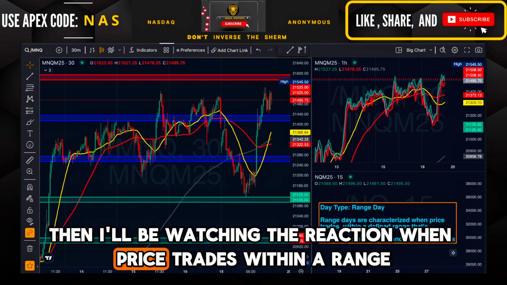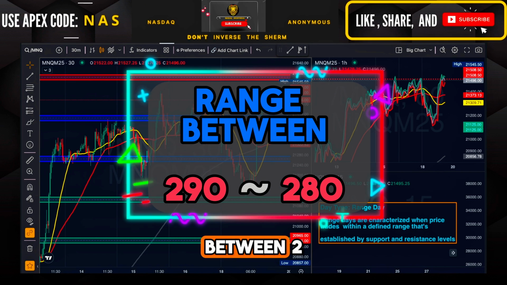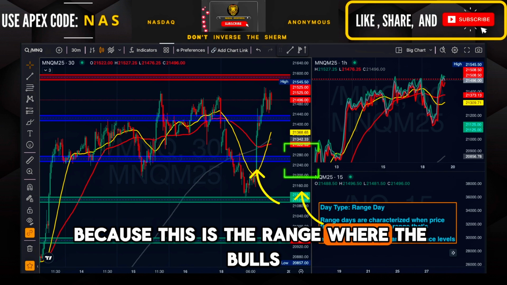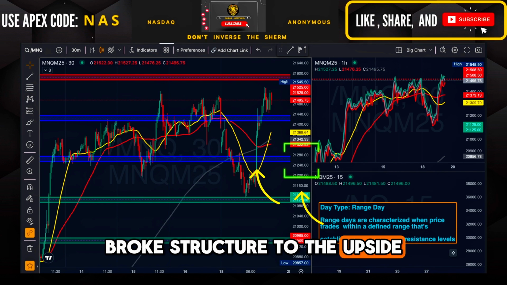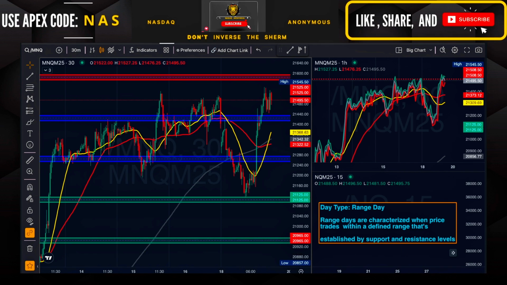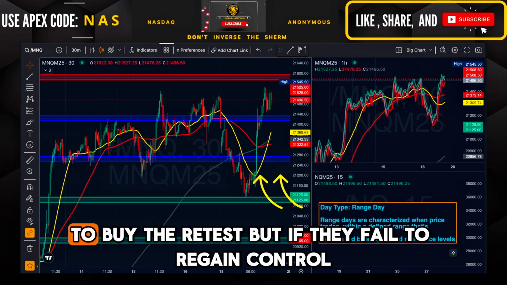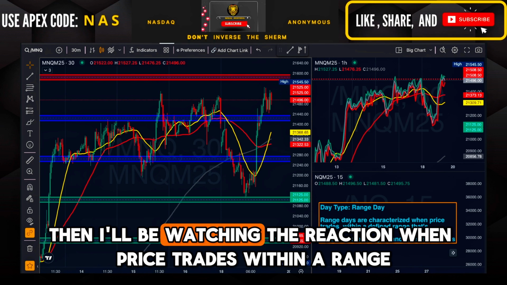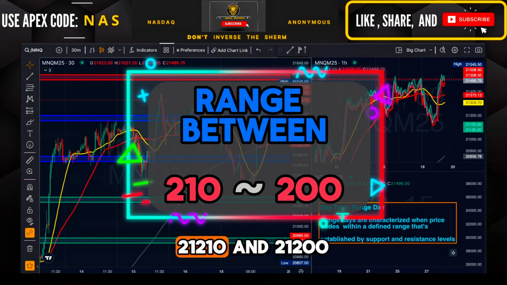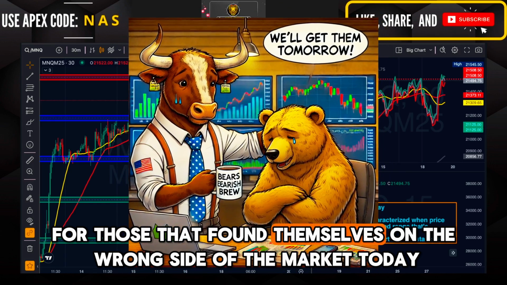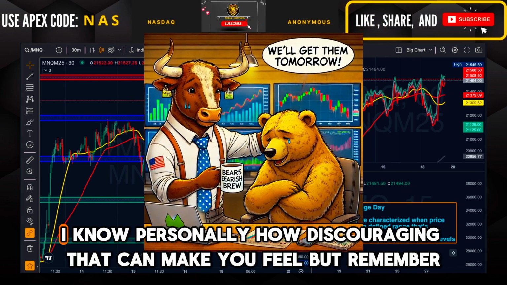However, for my bearish thesis, if the bears can regain their control overnight, then I'll be watching the reaction when price trades within a range between 290 and 280. Because this is the range where the bulls broke structure to the upside earlier in yesterday's session. And I do expect for passive buy orders to be resting around this area to buy the retest. But if they fail to regain control, then I'll be watching the reaction when price trades within a range between 210 and 200.